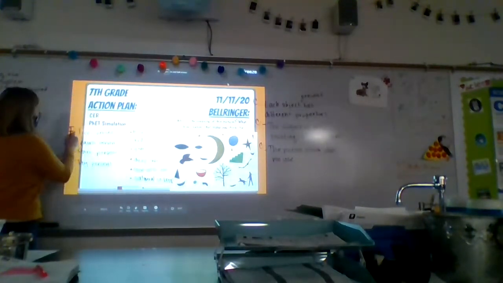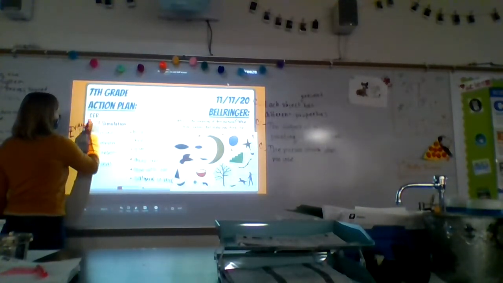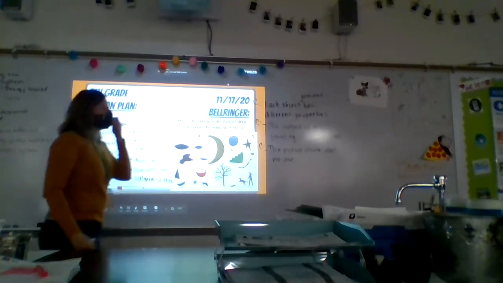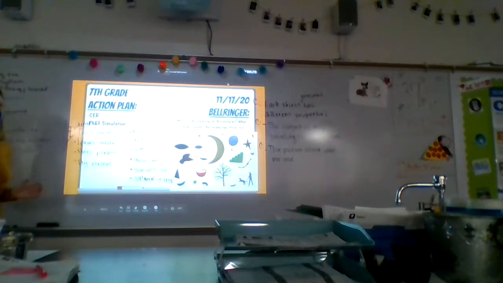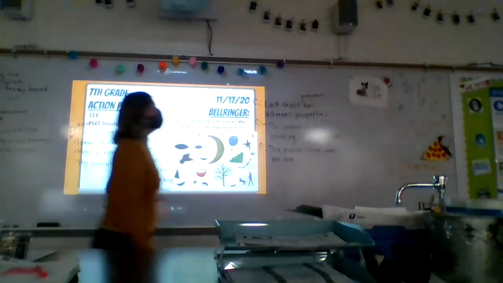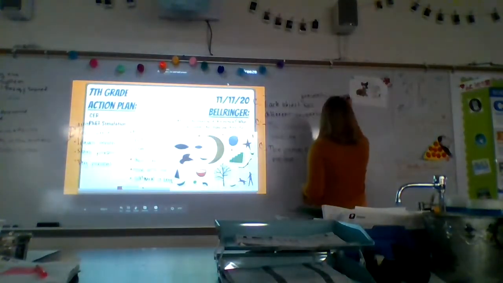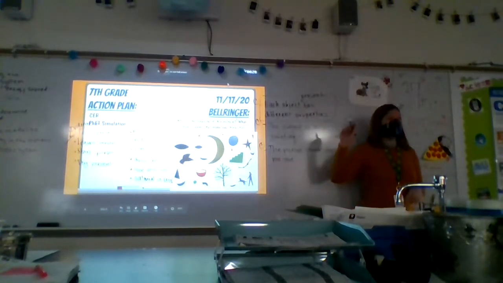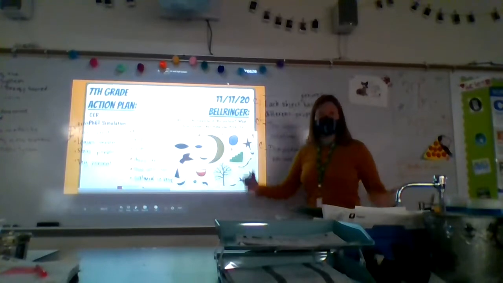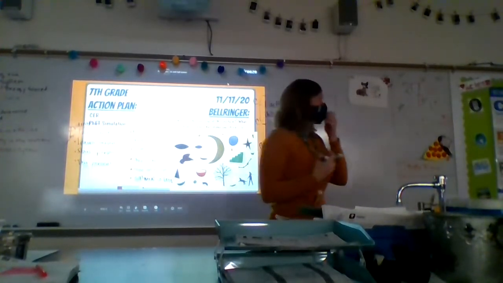So here we go. This is our evidence. Now, our reasoning is what ties our claim and our evidence together, okay? So let's pick a claim, and then we're going to select pieces of evidence that support our claim, and we're going to use reasoning to explain how it supports our claim, okay?